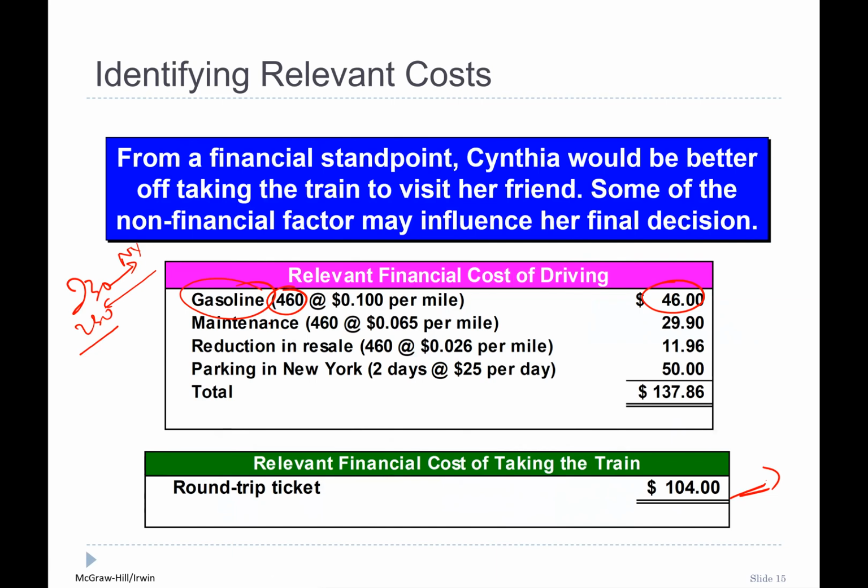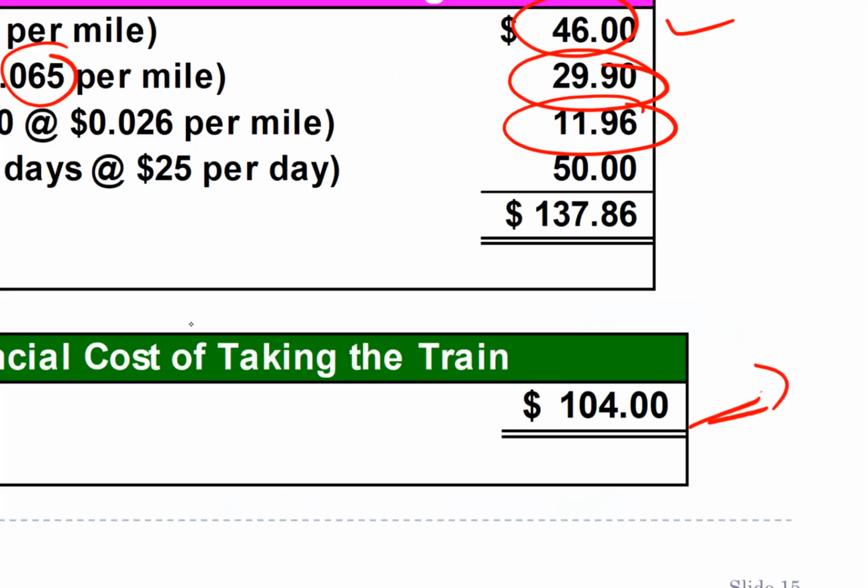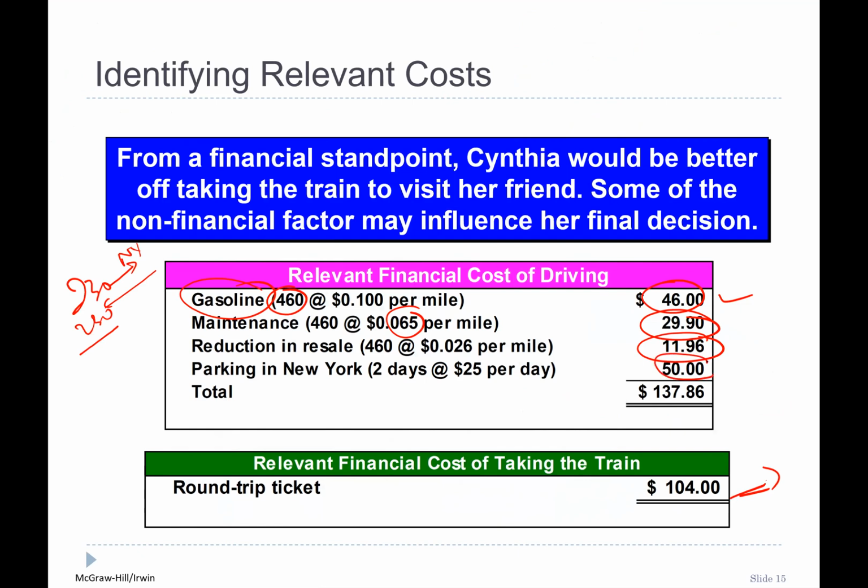Our maintenance charges are going to be 29.9, since maintenance also depends on mileage driven. So 0.065 multiplied by 460 miles. The reduction in resale value is also relevant. We discussed that. It's 11.96. And the parking fees for 2 days is $50. And here we go. Our total cost of the trip is $137.86 as compared to the train ticket at $104.